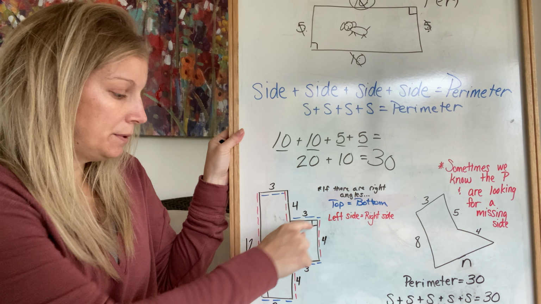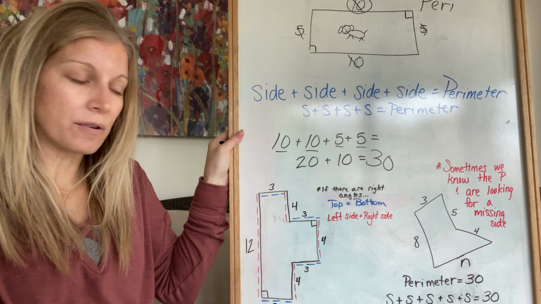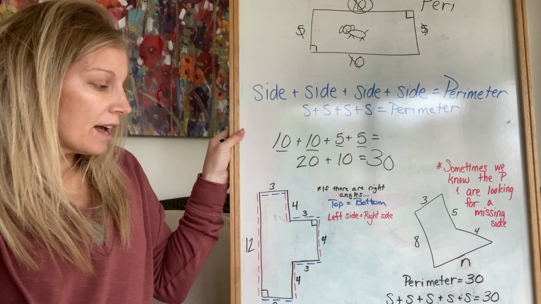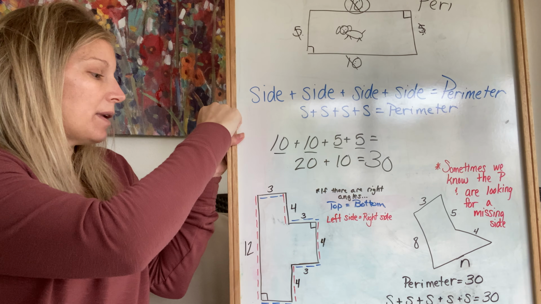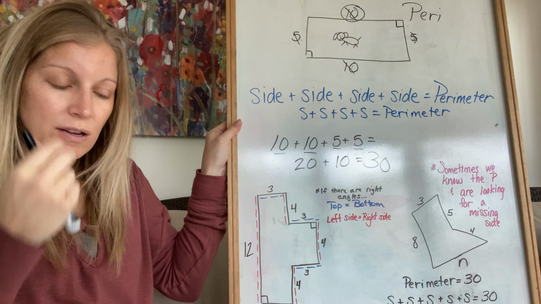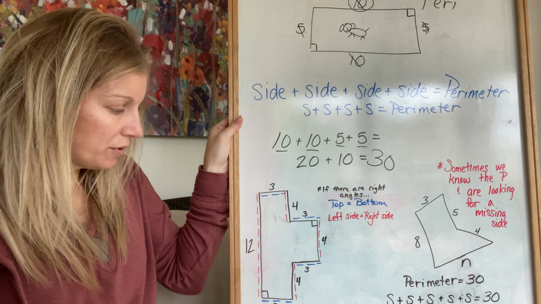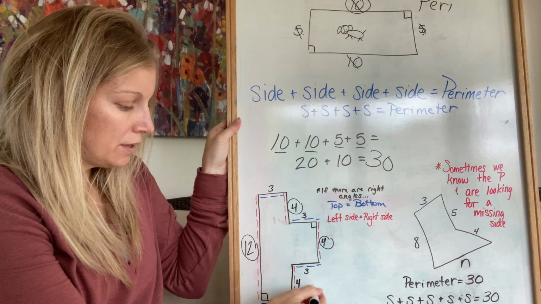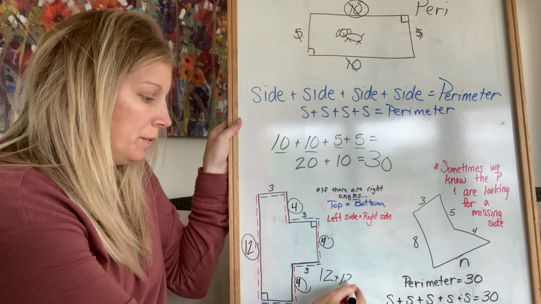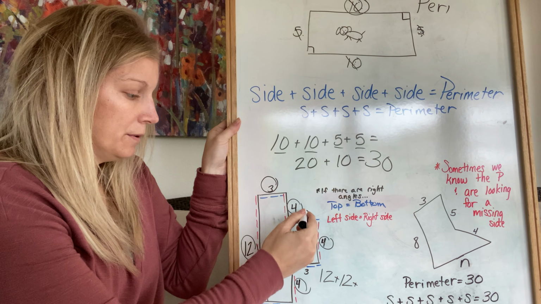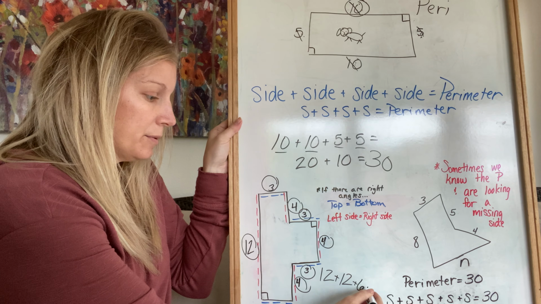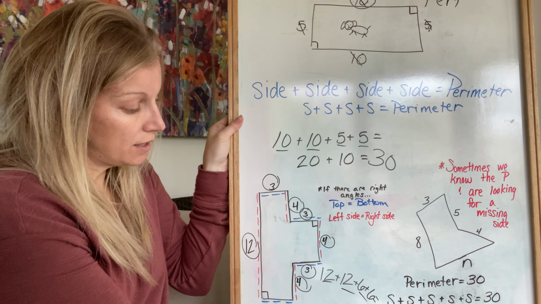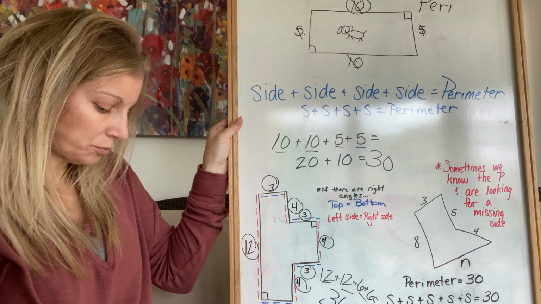Even though they're broken up, they will equal 12. The top and the bottom are the same also. So we have 3 and 3, which is 6. 3 and 3, which is 6. And that is the top and bottom. Even though they're broken up, they're going to be equal. So if I wanted to add all of these up, I would do 12 plus 12 plus 6 plus 6. And that would be 12, 12, and 12 equals 36.